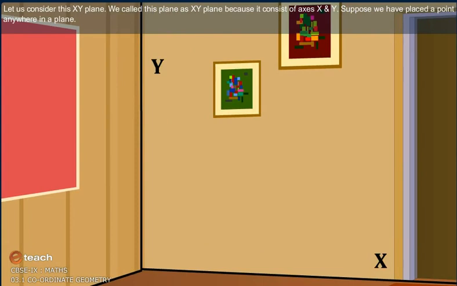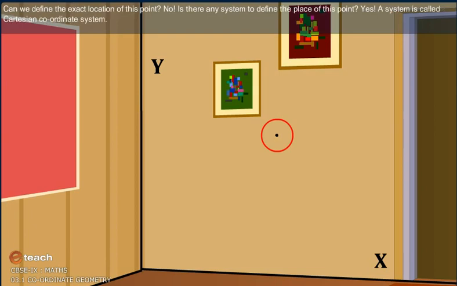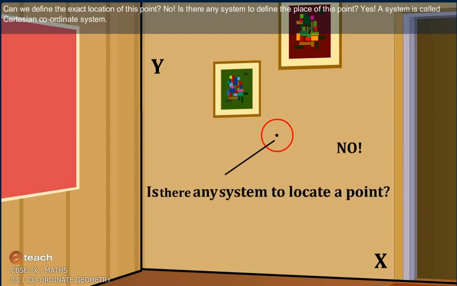Suppose we have placed a point anywhere in a plane. Can we define the exact location of this point? No. Is there any system to define the place of this point? Yes, of course. The system is called the Cartesian coordinate system.